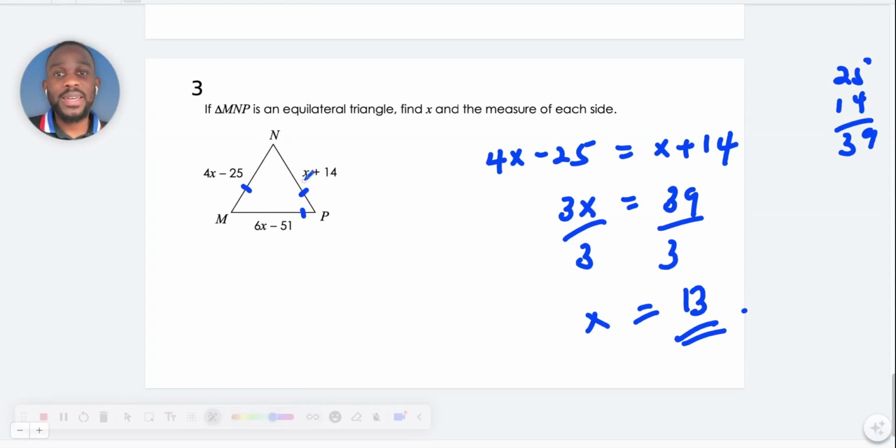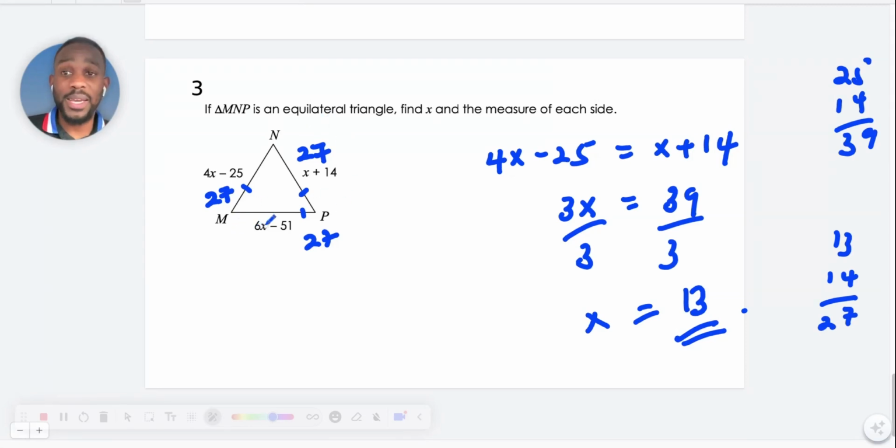So meaning this side here, 13 plus 14, 27, and this is 27. So if you want to find out if this is really 27, just plug the value of x and find out if it's 27. But if it's an equilateral triangle, the measure of each side has to be equal. So if I get one side, has to be equal to all the sides.